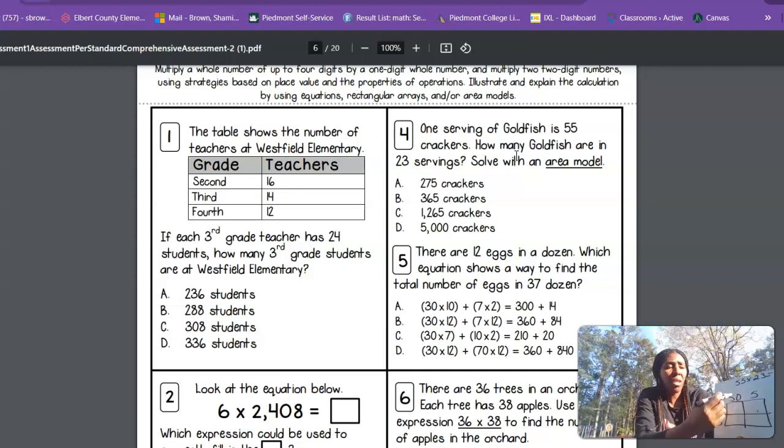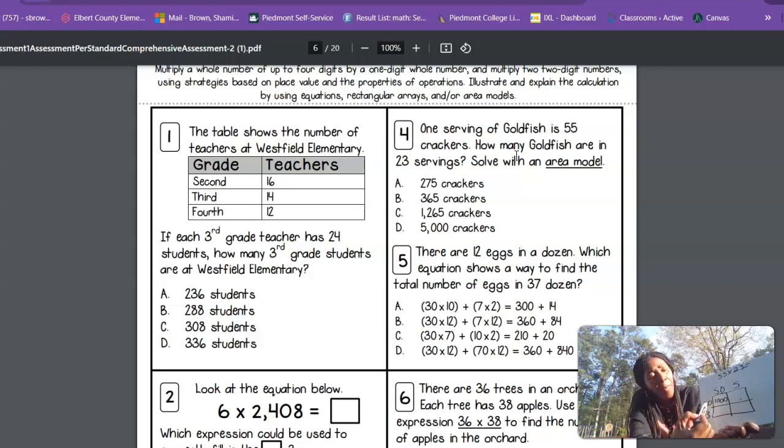So I would do 20 times 50. That would give me 1,000. Because 5 times 2 is 10. And then I have to have my 2 zeros still in there. So then I could do 20 times 5. And that will give me 100. And then I would do 3 times 50. That will give me 150. Because 3 times 5 is 15. And my 0 still has to be in there. Then 3 times 5 is 15.